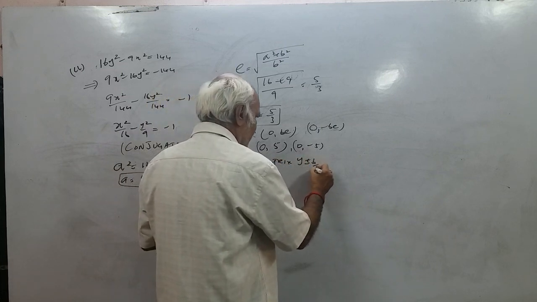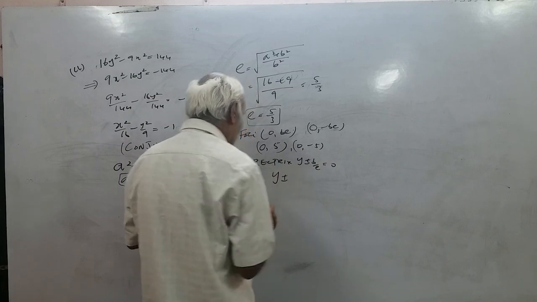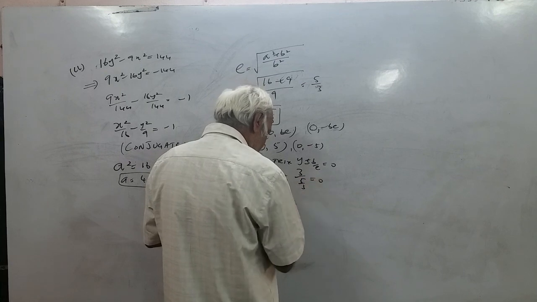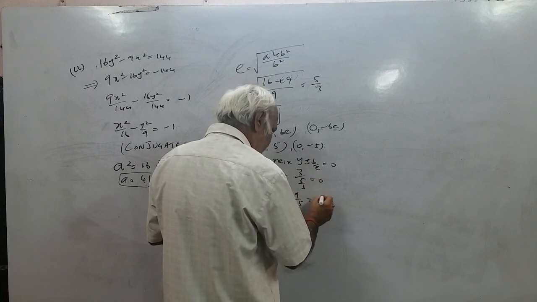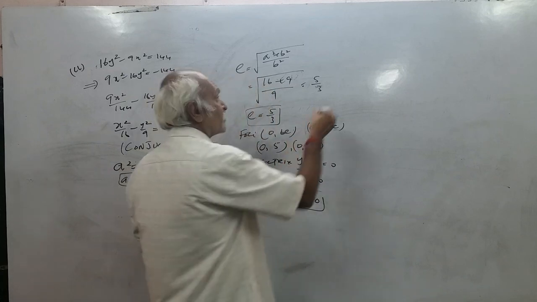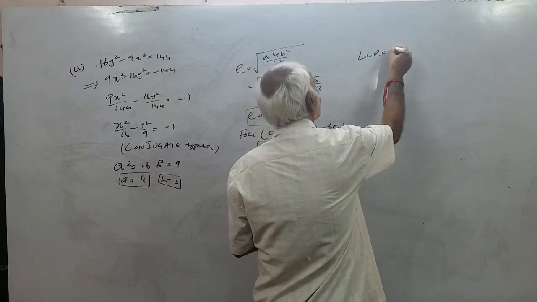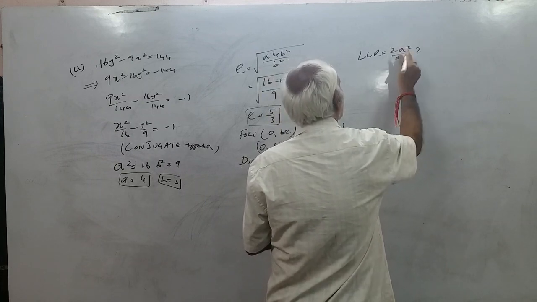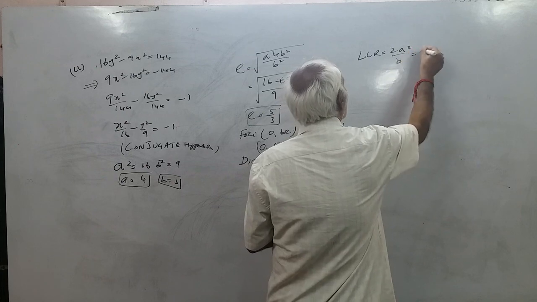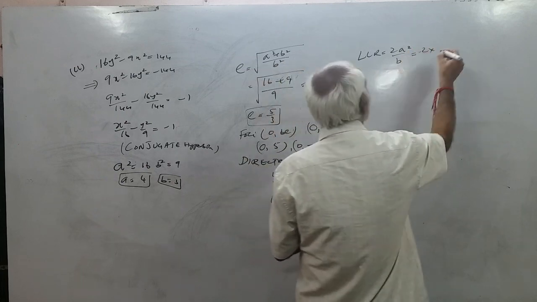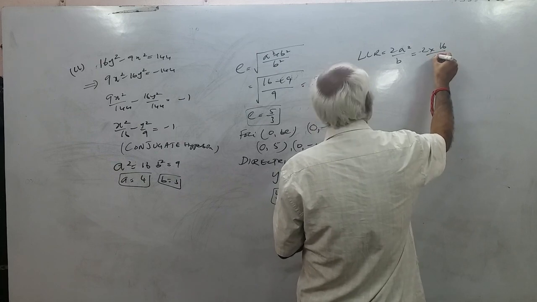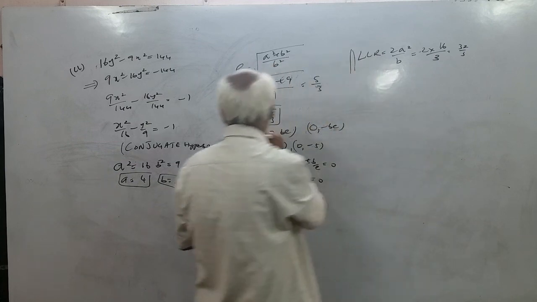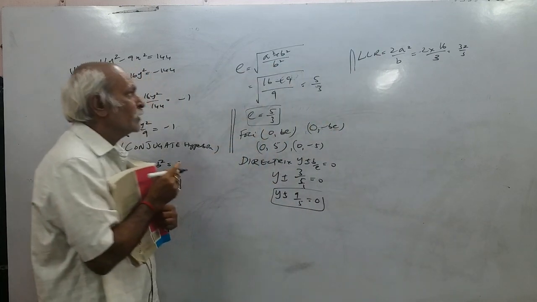And what is the directrix? y is equal to plus or minus b by e. b value is what, sir? 3. 3 by 5 by 3 is equal to 9 by 5. Right? Next, length of lateral rectum: 2b square by a, here 2a square by b. So 2 into a square. What is a square? 16 by b value 3. 32 by 3. This is the formula.